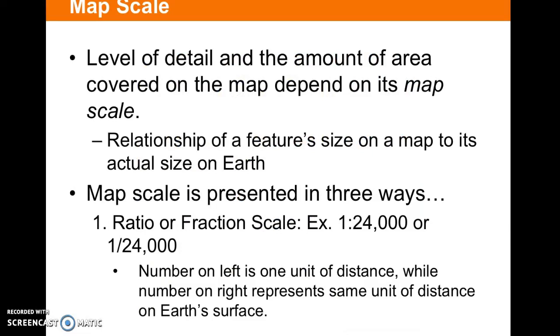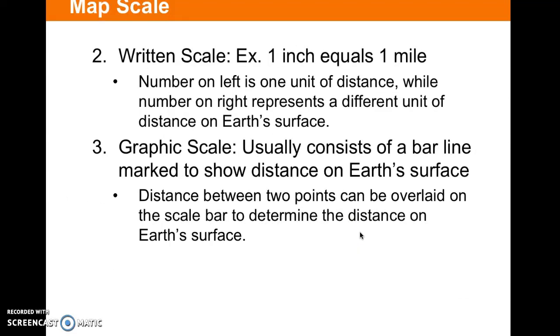The next thing I'll talk about is map scale. The level of detail and the amount of area covered on a map depends on its scale. This is the relationship of a feature's size on a map compared to its actual size on Earth. You can look at map scale as a ratio or a fraction, which you've seen. So in this case, maybe 1 inch equals 24,000 inches. You can also see it written out. So 1 inch equals 1 mile. A written scale is written out in words.